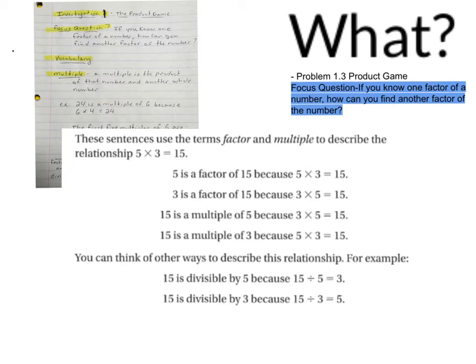You can think of other ways to describe this relationship. For example, you can also say 15 is divisible by 5 because 15 divided by 5 is 3. 15 is divisible by 3 because 15 divided by 3 is 5. So once again, what is that showing us? It's showing us that factors and multiples will be the same.